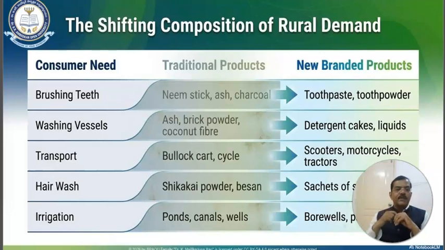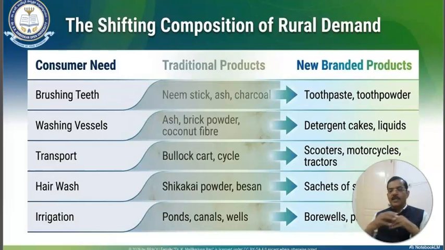For toothbrush, neem stick, ash and charcoal to toothpaste and tooth powder. Washing visuals also they moved to these ash to detergent powder, detergent cakes and liquids. Transportation, the previous is the people travel through bull carts and cycle now have scooters, motorcycles and tractors we will find in rural areas. Hair wash, so shikakai powder and besan earlier the people used.